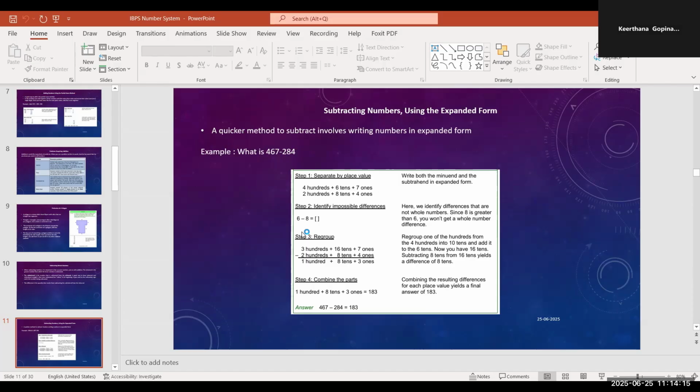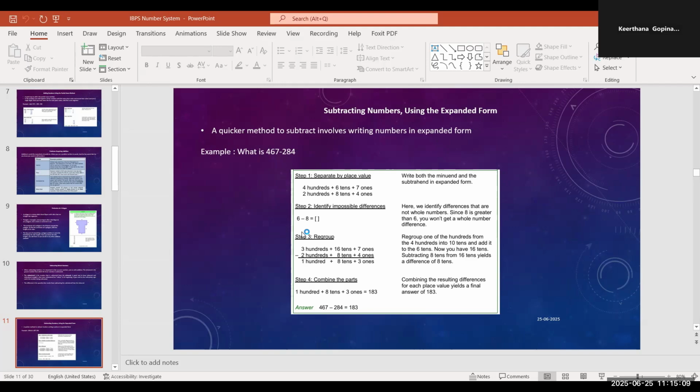So how do you handle this? 467 overall is a larger number. But if you look digit wise, one of the digits here is lesser than the other digit. So how do you do it? Here is what you have to do: first regroup. First separate it by places, hundreds, tens, and ones. Then see if the numbers can be subtracted directly. If there is a lesser number at the minuend, then you will have to regroup it. How do you regroup it? Instead of 400, you make it 300 and add 10 here. So instead of 6, it becomes 16. Are you getting it? Yes, sir. So 4 hundreds became 300s and 6 tens became 16 tens.